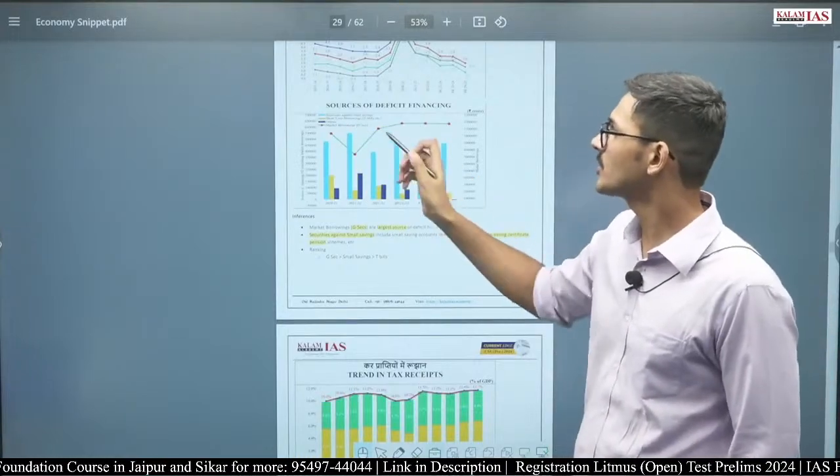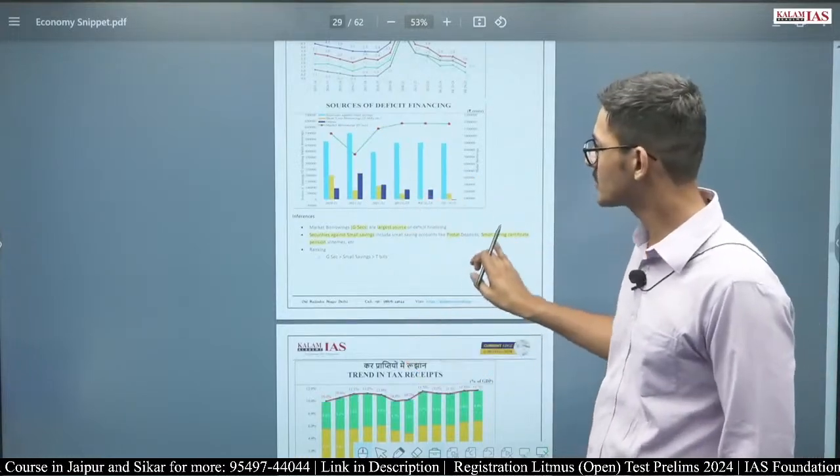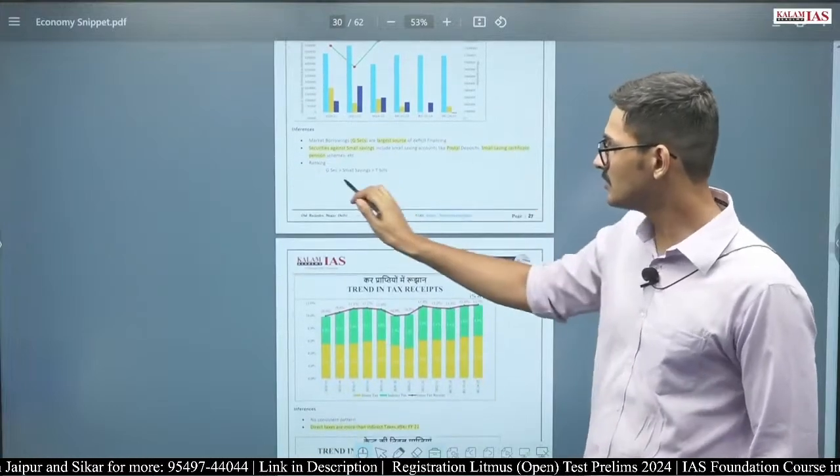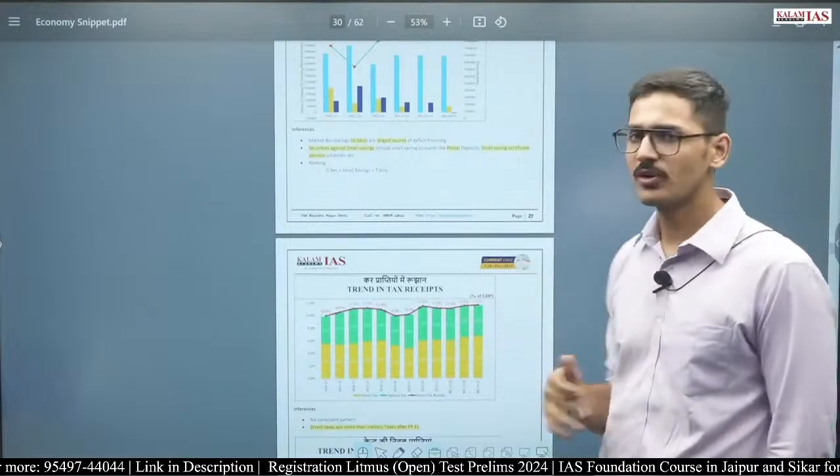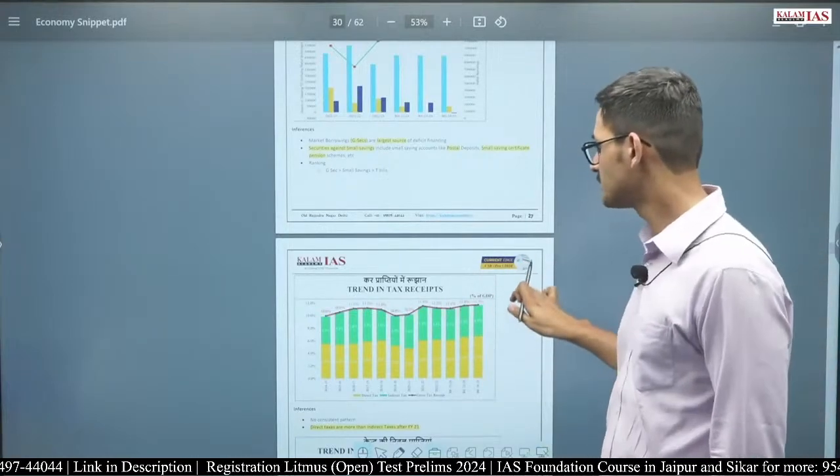Next is then short-term borrowings, that is T-bills. We already know what T-bills are. That is the securities issued for less than 1 year of maturity period.